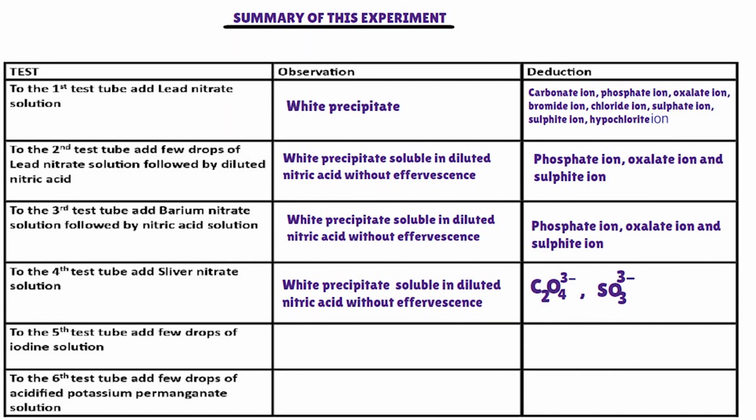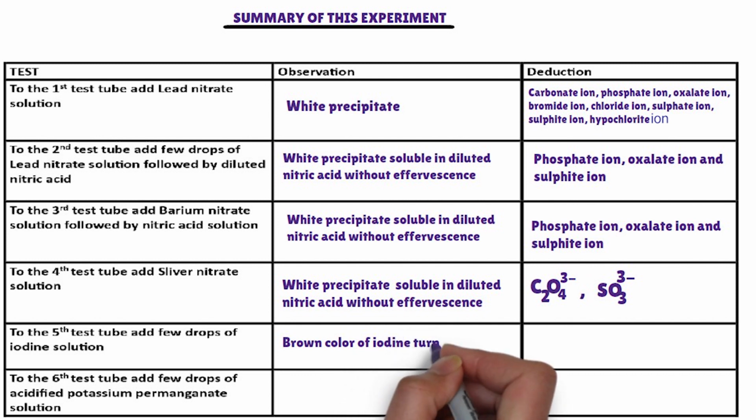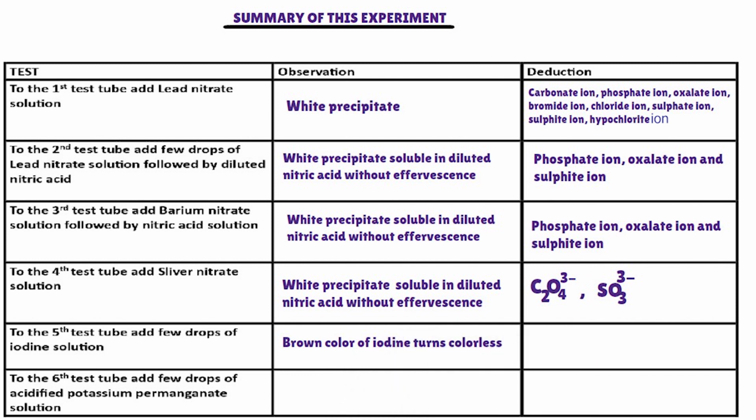First confirmatory test. To the fifth test tube, iodine solution is added. The anion from the above list that reacts with iodine solution, during reaction, brown color of iodine turns colorless. The anion is sulphite ion. Sulphite ion is confirmed. The anion present in the salt is sulphite ion.